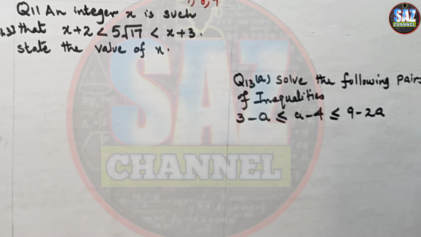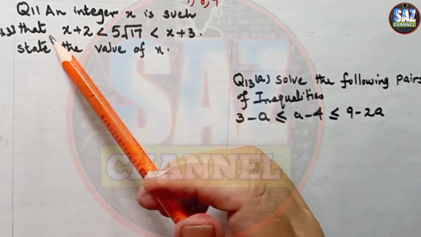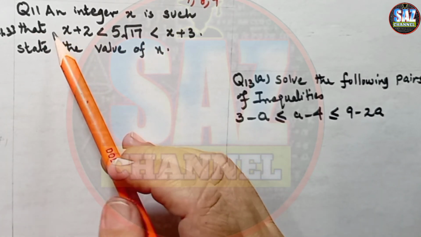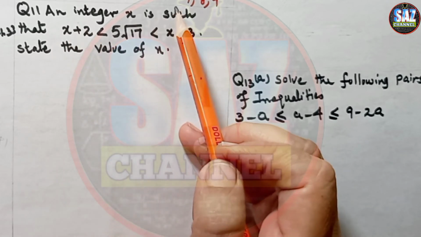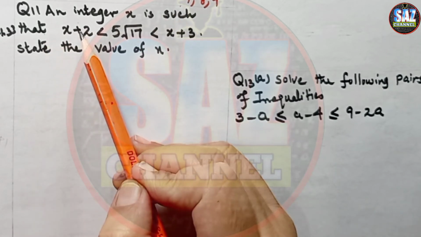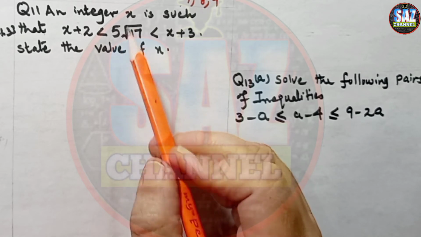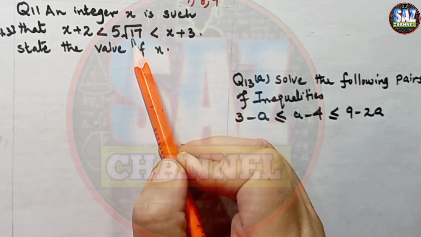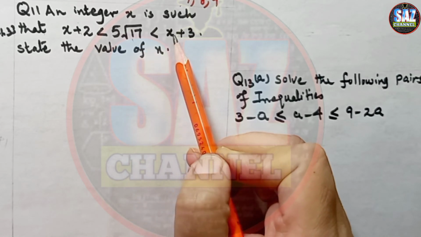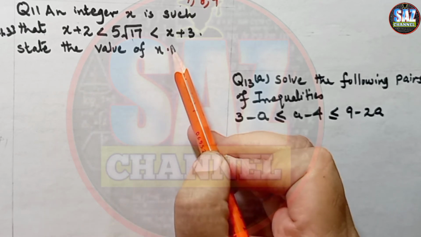Let's move to question number 11 of the exercise. The question says: an integer x is such that x plus 2 is less than 5 multiplied by under root 17, which is less than x plus 3. State the value of x.